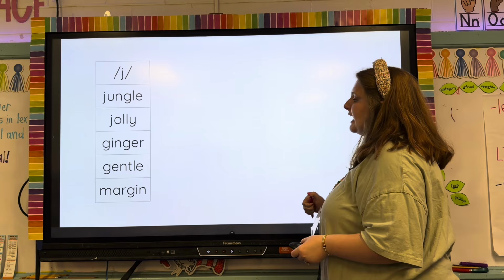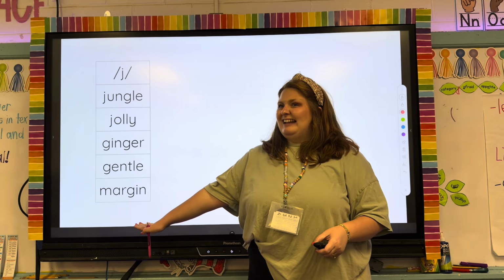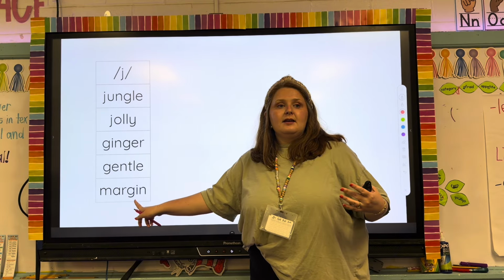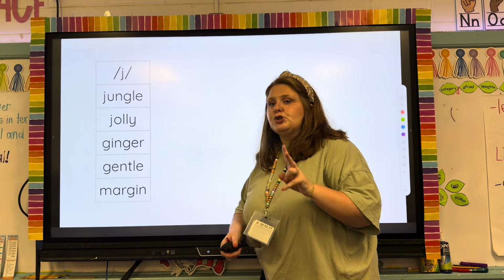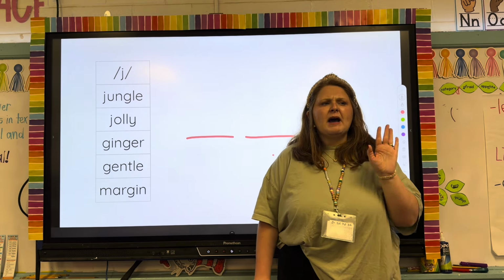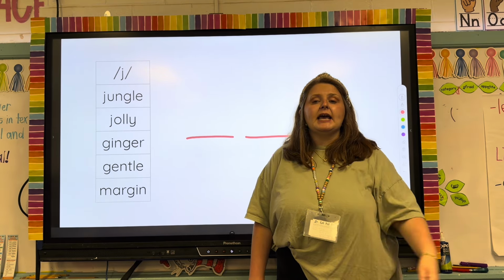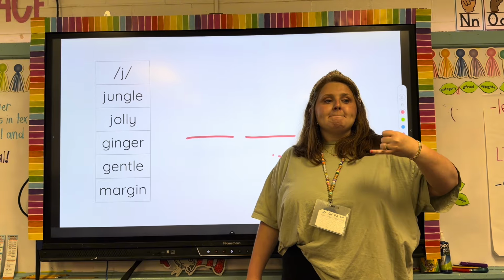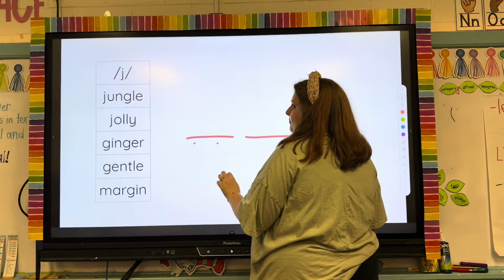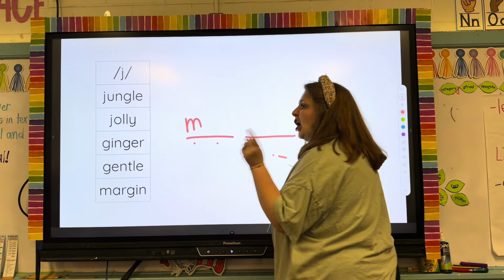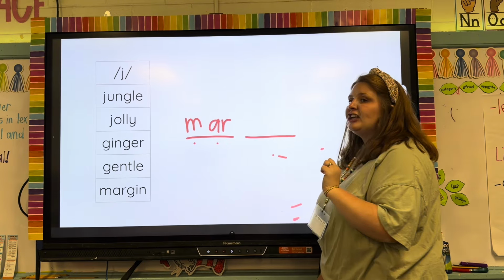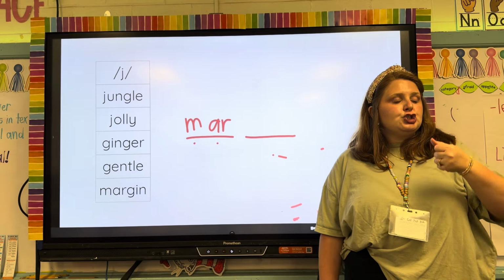My next word, what is it? Margin. Have you ever heard of a margin? What is the G beside? An I. I have 2 syllables. What's my first syllable? Pound it. Mar. How many? 2. How do I spell R? A-R. What's my second syllable? Jen. Pound it. Jen.